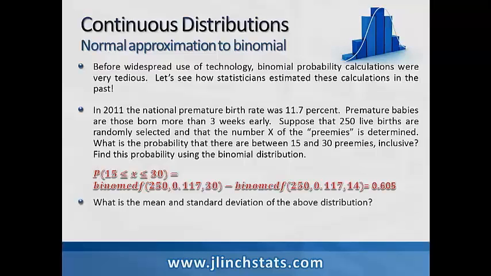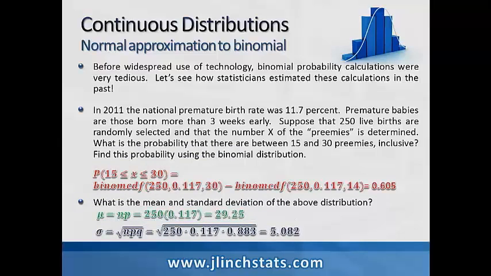First of all, in this binomial distribution, let's calculate the mean and standard deviation. Recall that the mean for a binomial distribution is n times p. So if I take 250 times 0.117, I would expect to have 29.25 births out of 250 that are premature. The standard deviation is the square root of npq. So if I take the square root of 250 times 0.117 times its complement, 0.883, I get a value of 5.082.